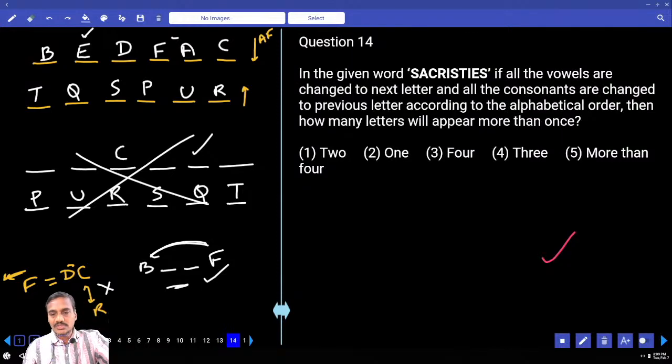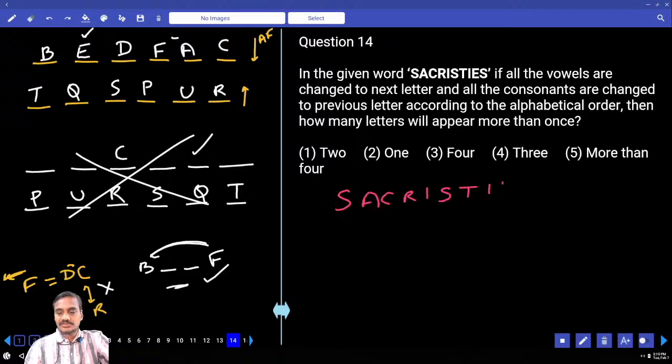Then the 14th one, the given word is sacrifice. If all the vowels are changed to the next letter: S, A, C, R, I, S, T, I, E, S. Now if all the vowels are changed to the next, A will be B, I will become J, I will become J, and E will be F.